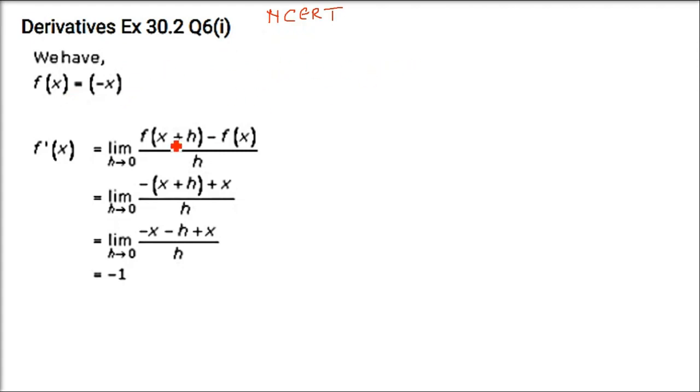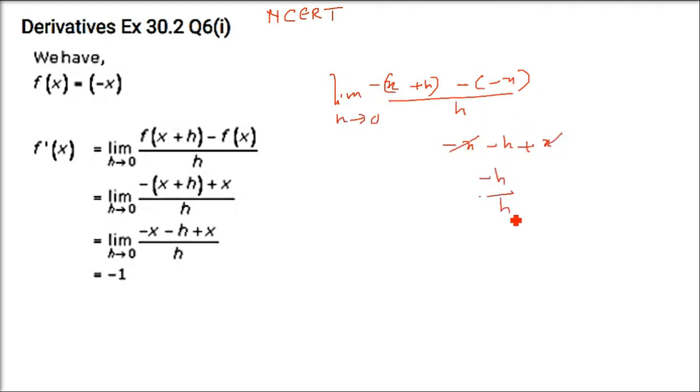Minus x. So f(x+h) minus f(x). So minus (x plus h), I'm putting x as x plus h, minus this minus x, and divided by h. Limit applying here. So this is minus x minus h and this is plus x. This gets cancelled. Minus h by h, h cancels, you have minus 1. So limit h tends to 0 and you have minus 1. So don't worry about the limit, it will be minus 1 only.